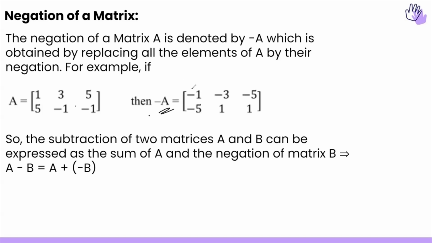So minus 1 into 1, minus 1. Minus 1 into 3, minus 3. Minus 1 into 5, minus 5. Minus 1 into 5, minus 5. Minus 1 into minus 1, 1. Minus 1 into minus 1, 1. That's it. That's how you'll find the negation of a matrix.